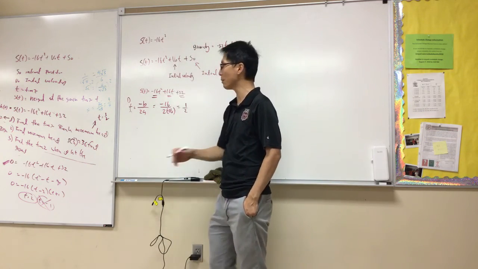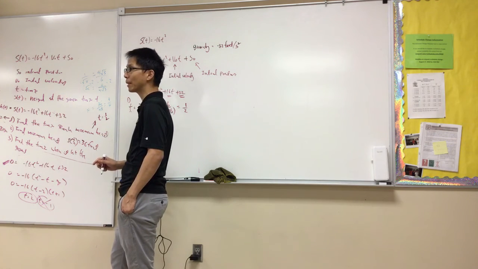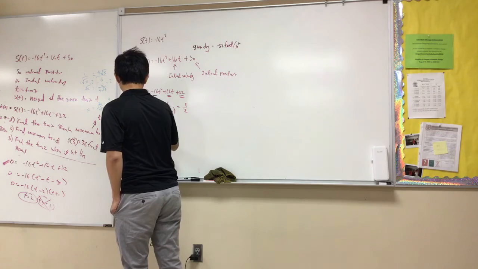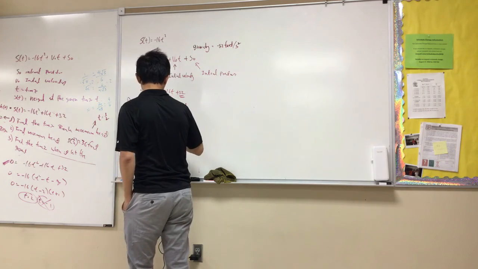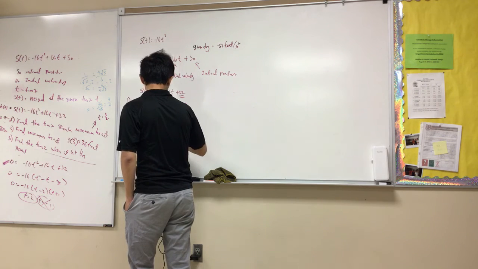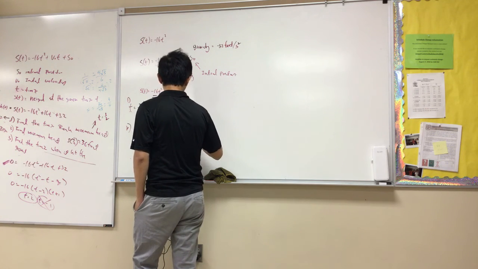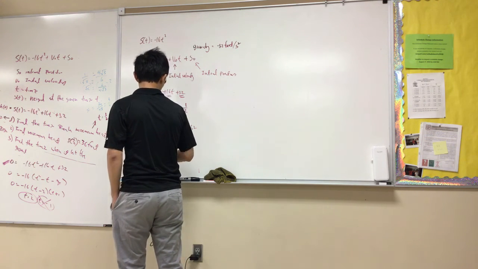How do I find the maximum height? The second question says find the maximum height. How do I find it? Plug in 1/2. Good. S of 1/2 is equal to negative 16 times 1/2 squared plus 16 times 1/2 plus 32. That's equal to, I think, 36 feet.